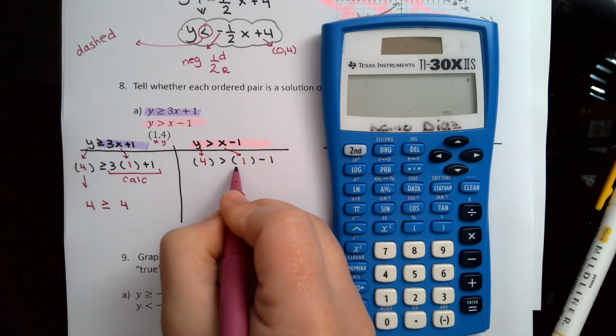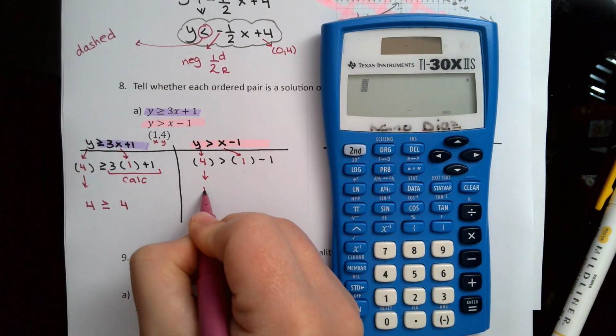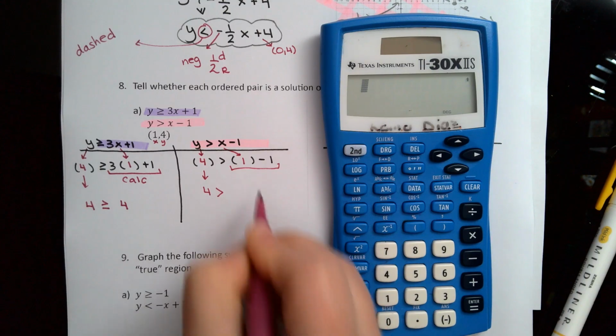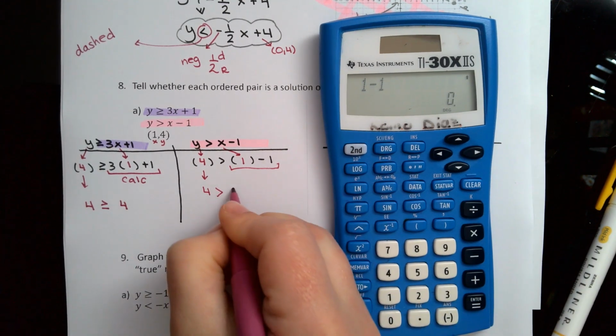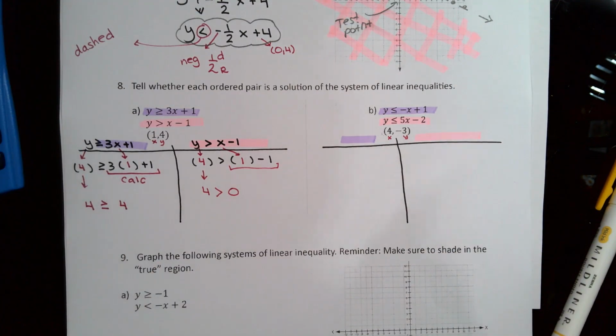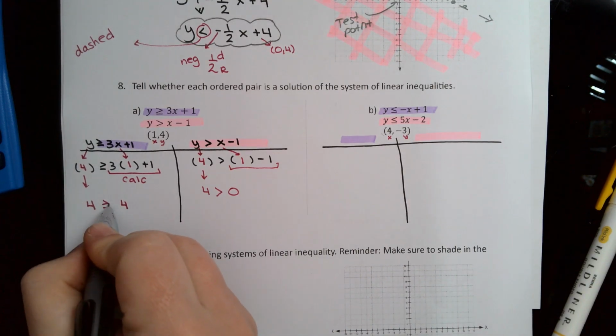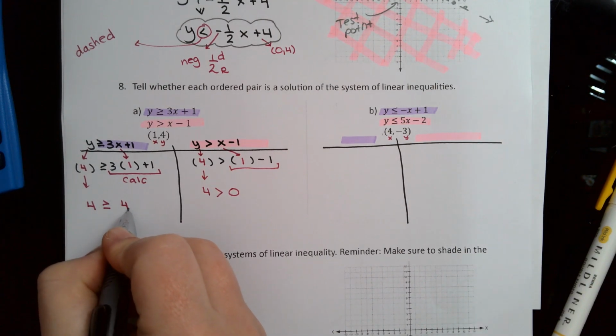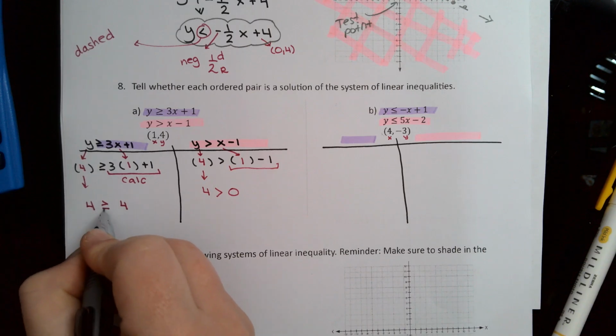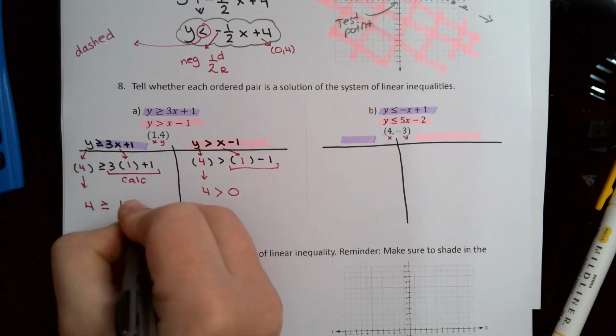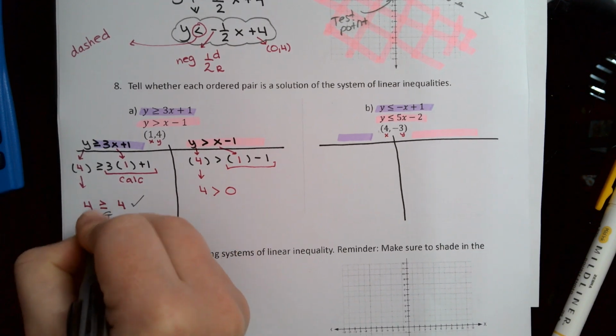Right now, I'm not really asking myself anything. I'm just bringing it down using a calculator. 1 minus 1 is 0. Okay, so let's ask ourselves a question. Is this true or false? 4 is bigger than 4? Well, no, 4 is not bigger than 4. Is 4 equal to 4? Yes. So this here is true.